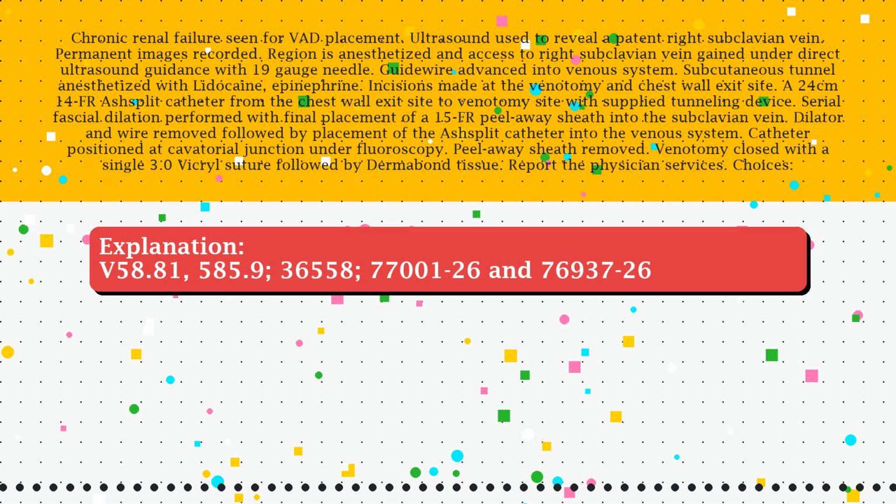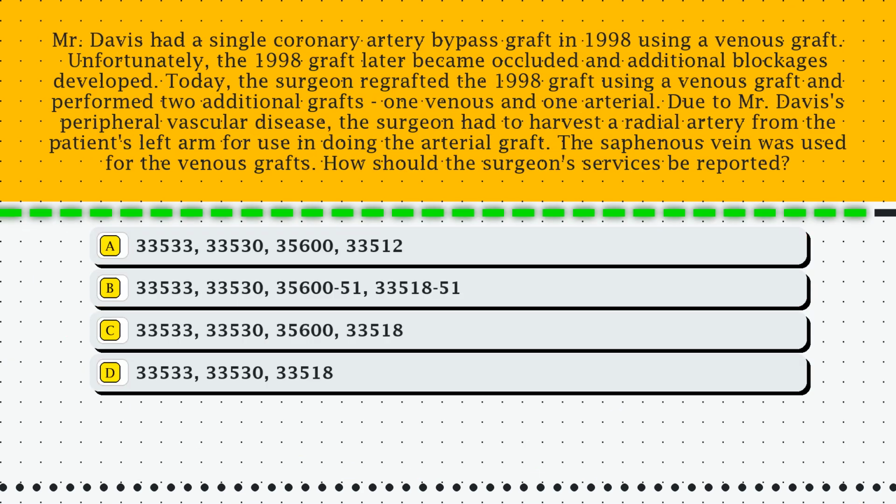Question 64. Mr. Davis had a single coronary artery bypass graft in 1998 using a venous graft. Unfortunately, the 1998 graft later became occluded and additional blockages developed. Today, the surgeon regrafted the 1998 graft using a venous graft and performed 2 additional grafts, one venous and one arterial. Due to Mr. Davis's peripheral vascular disease, the surgeon had to harvest a radial artery from the patient's left arm for use in doing the arterial graft. The saphenous vein was used for the venous grafts. How should the surgeon's services be reported?